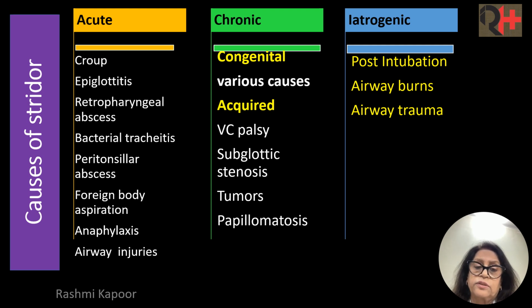All the infective causes like croup, epiglottitis, retropharyngeal abscess, bacterial tracheitis, and peritonsillar abscess are the causes for acute stridor. Then foreign body aspiration, anaphylaxis, and airway injury are also acute causes for stridor. In chronic, we can consider all the congenital causes and the acquired ones like vocal cord palsy, subglottic stenosis, tumors, and papillomatosis. Then iatrogenic causes may be post-intubation due to airway burns and airway trauma.